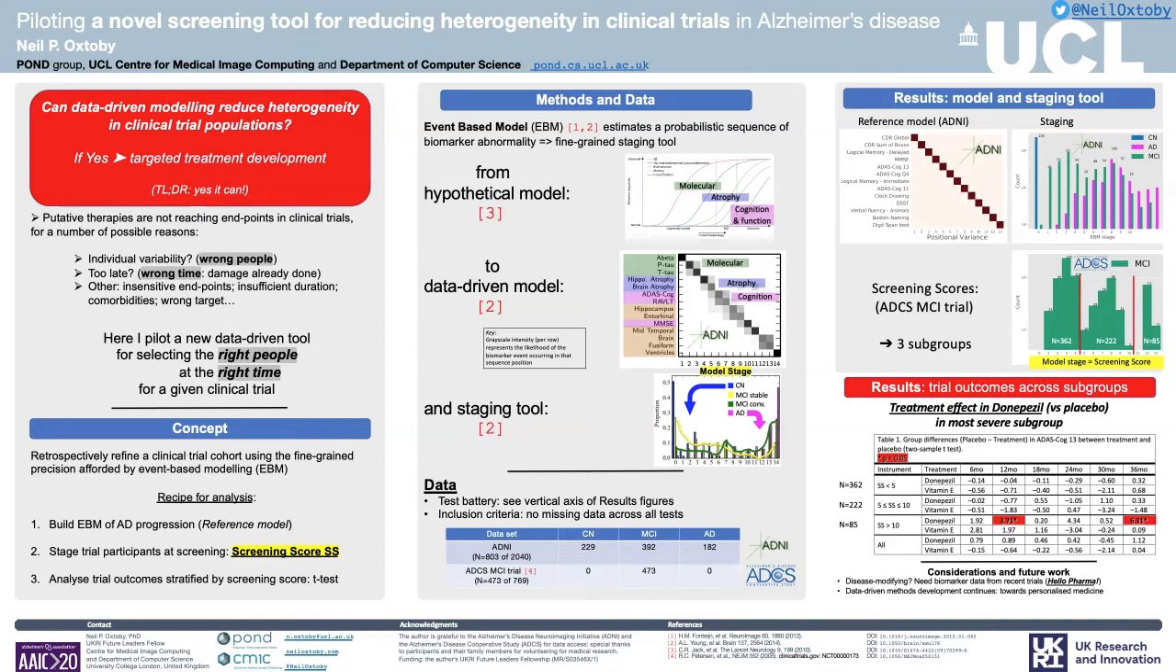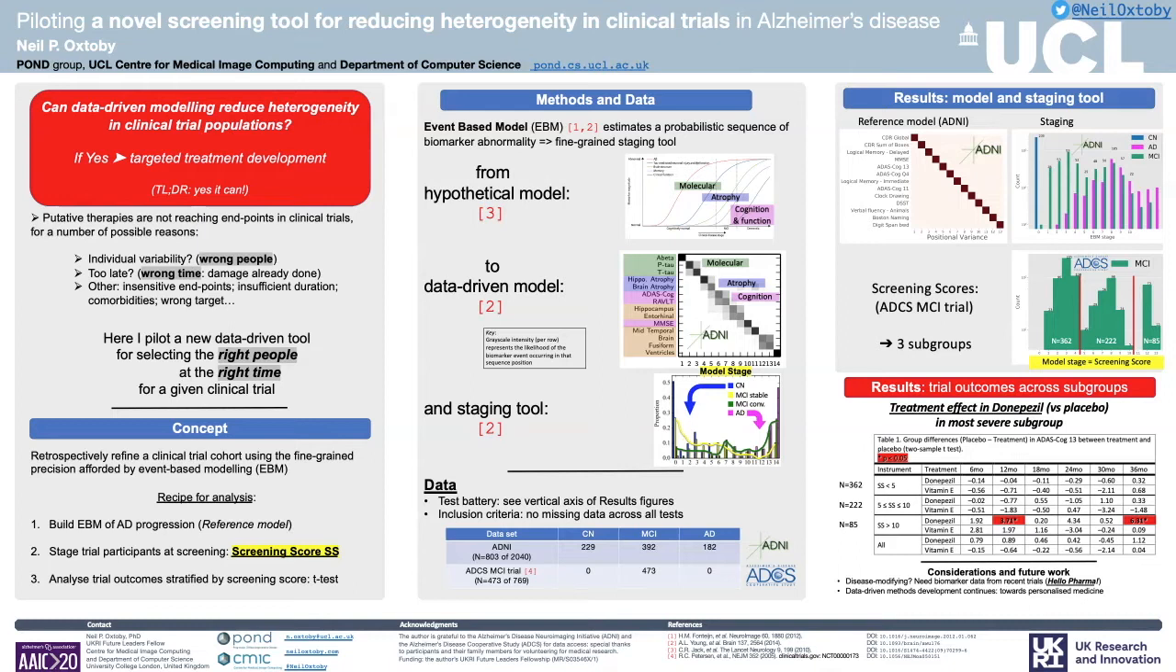The concept is pretty simple. Retrospectively refine a clinical trial cohort using the fine-grained precision afforded by an example of this data-driven disease progression modelling, the event-based model. The recipe is to build the event-based model of Alzheimer's progression on a reference data set, stage the clinical trial participants at screening, assigning them a screening score, and then analyze the trial outcomes stratified by this screening score, comparing groups with a t-test.